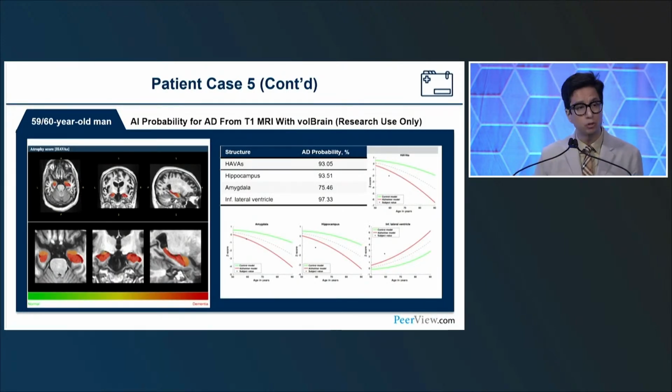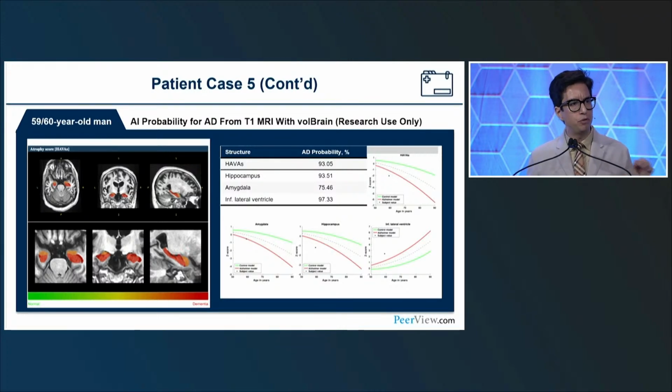But we actually have research software, so this is not a clinical product, where you can start to estimate Alzheimer's probability by isolating specific regions that we know are vulnerable to Alzheimer's disease, comparing them to publicly available research data. In this case, this particular software program used in research generates an Alzheimer's probability comparing the hippocampus, amygdala, and inferior lateral ventricle, or HAVA regions, as it's termed in an acronym, against a combination of publicly available databases such as ADNI or OASIS data, research databases where we actually know the status of these individuals. And we can see that the probability is greater than 90%.